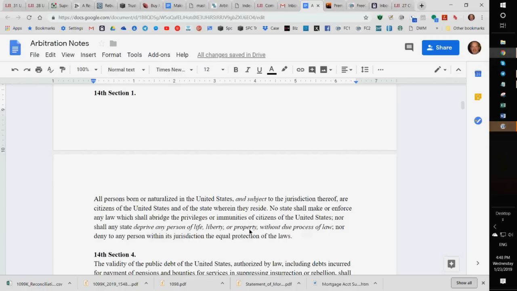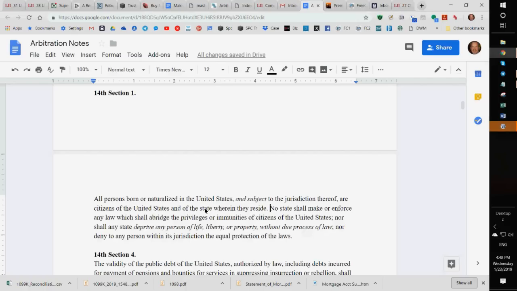14th Amendment: all persons born or naturalized in the United States. Now, we're not going to talk about how the United States is the District of Columbia and all that. I want you to see how the contract part works its way in here. All persons born or naturalized in the United States and subject to the jurisdiction thereof, sorry, I'm going too fast, are citizens of the United States. Now, if you've done your research, a citizen of the United States is somebody who lives in the District of Columbia or the territories. But we're not arguing that here yet, okay?